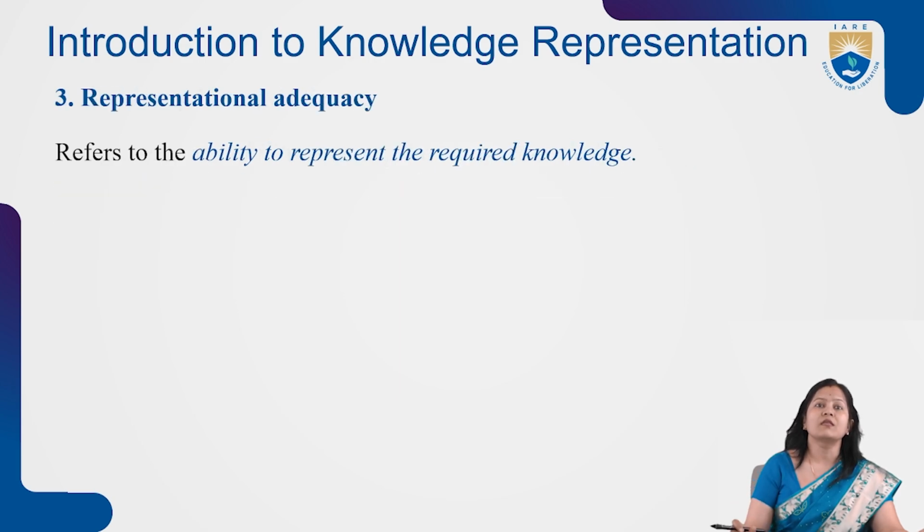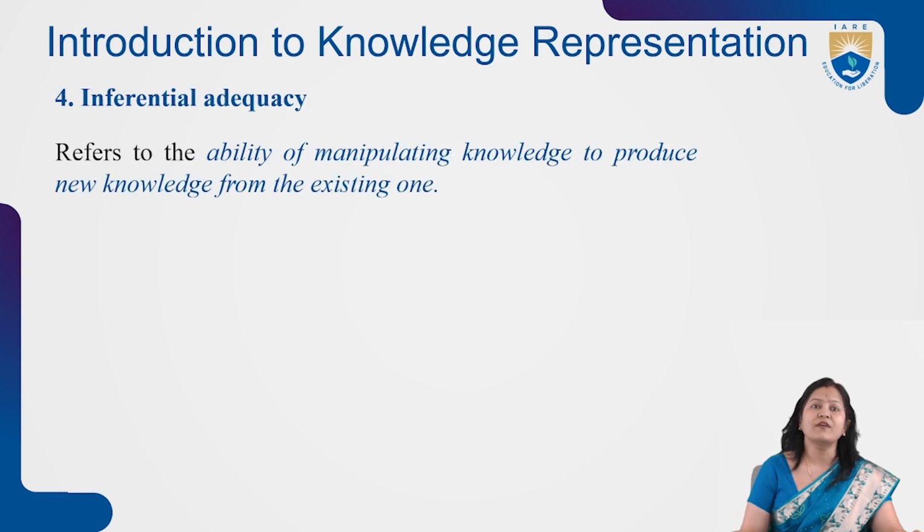The third property is representational adequacy, which refers to the ability to represent the required knowledge. That means the knowledge based system should have the ability to represent the knowledge that is required and necessary for a particular task, using different techniques.